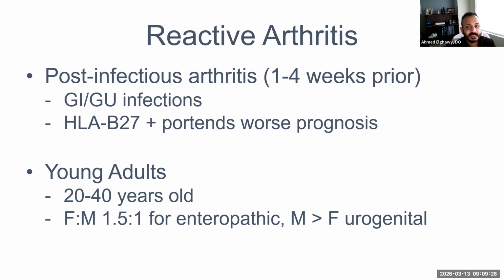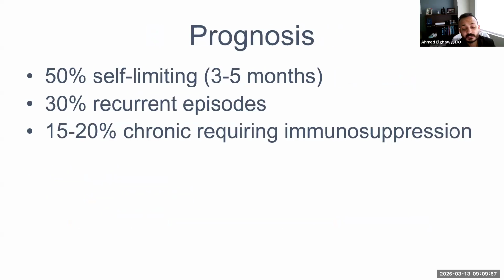These are usually self-limiting and do quite well, but if you have a positive HLA-B27, these patients might require longer treatments. This happens in younger adults, 20 to 40 years old. When it comes to the distribution, women are more likely to develop it shortly after a GI infection, like an enteropathic infection. Men are much more likely to develop it after a urogenital infection, and that's just because men typically have more STDs or STIs than women do, and we can see this clearly associated with STIs. Prognosis is really good.